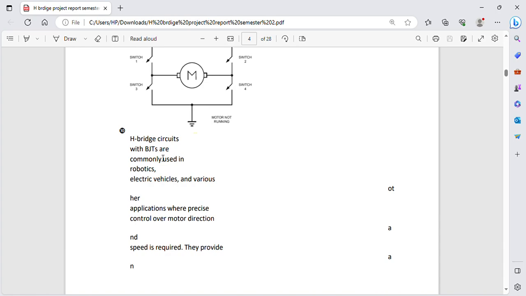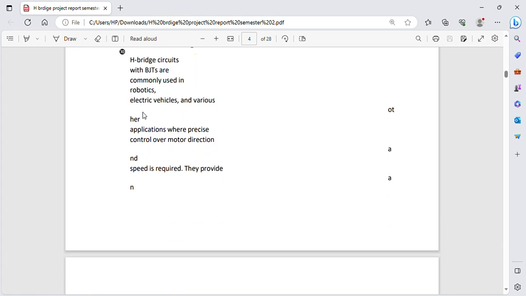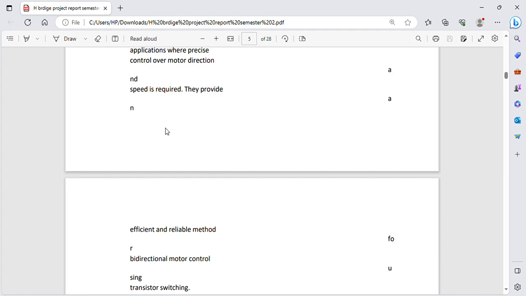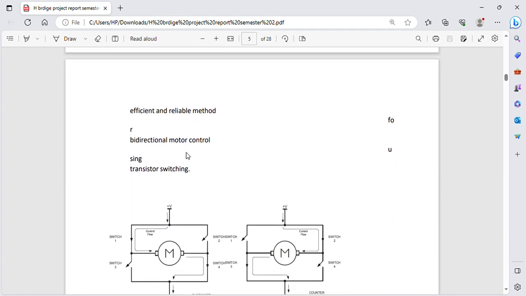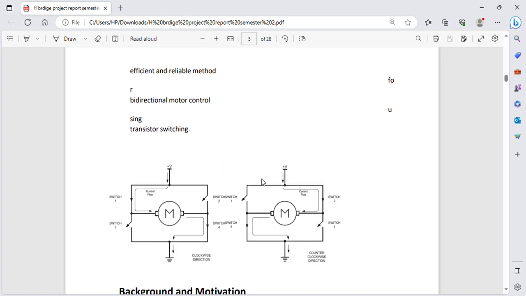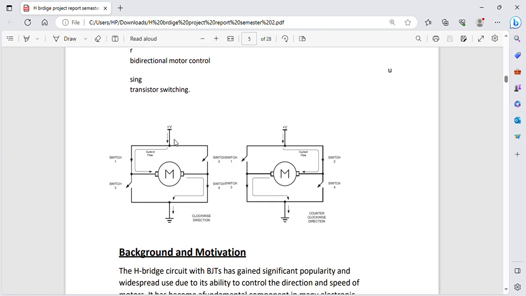H-bridge circuits with BJTs are commonly used in robotics, electric vehicles, and various applications where precise control over motion, direction, and speed is required. They provide an efficient and reliable method for bidirectional motor control. This is the direction of current flow: VCC goes this way through the motor and then to the ground, and this way VCC goes through the motor and then to the ground. Basically there are two ways, from the left side of the circuit and from the right side of the circuit.